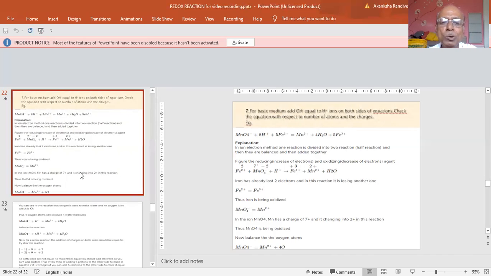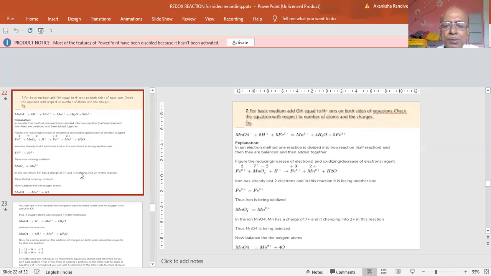So here Fe2 plus changes to Fe3 plus, and thus the iron is being oxidized. And in MnO4 minus, the plus 7 changes to 2 plus. In the ion MnO4 minus, Mn has a charge of plus 7, and it is changing into 2 plus in this reaction, and thus the MnO4 minus is being reduced.